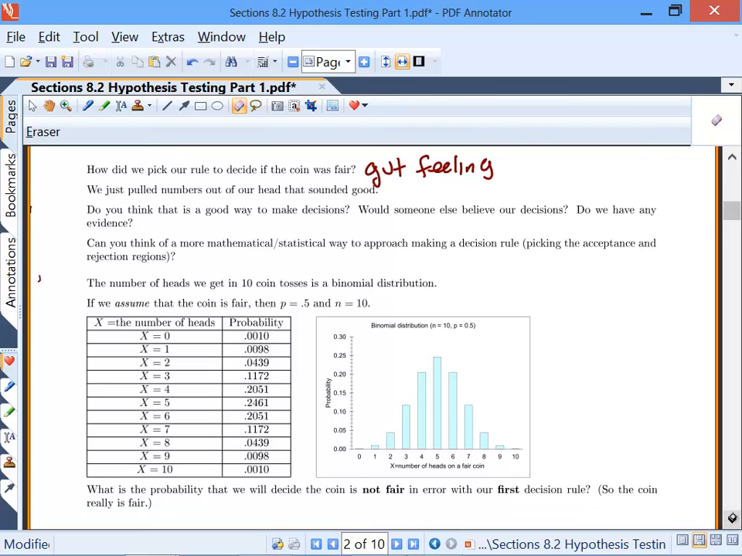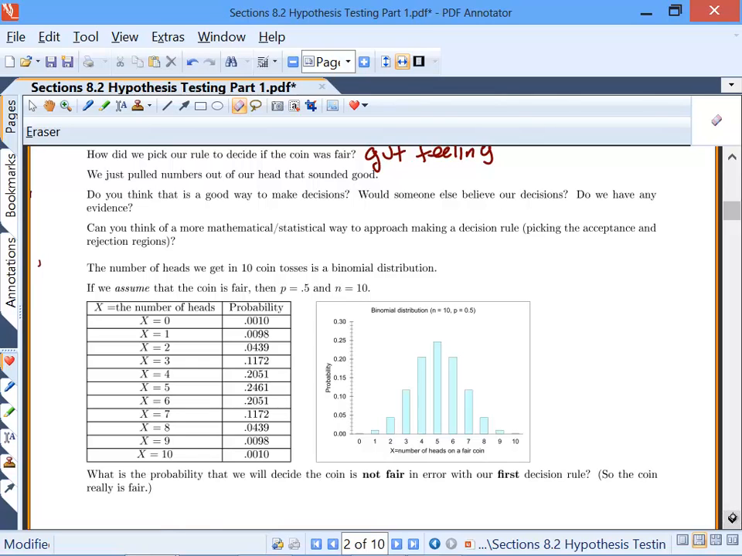So for this specific example, it's not necessarily going to be a normal distribution, so we're not going to use the empirical rule. But we can look at the probabilities for each value of heads. Now, the number of heads that we get in 10 coin tosses is a binomial distribution. And if we assume that the coin is fair, then our probability of getting a heads is 0.5, and n equals 10 for our binomial distribution. It is very important that we assume the coin is fair, because that was our null hypothesis. So we assume that the null hypothesis is true, and then we find probabilities associated with that.